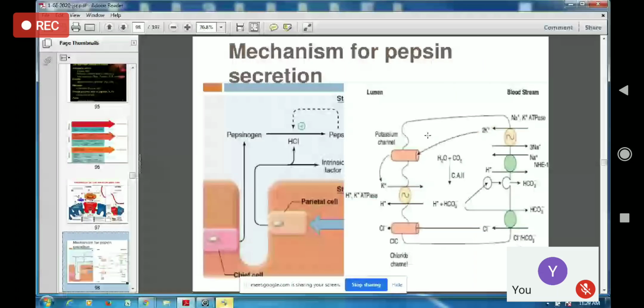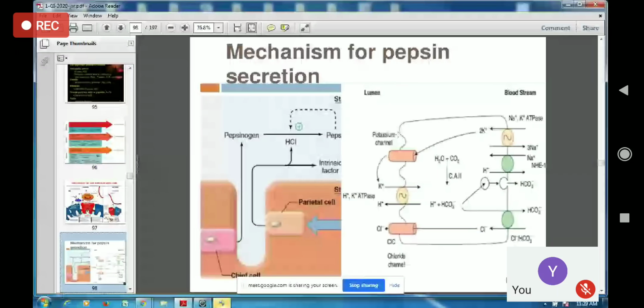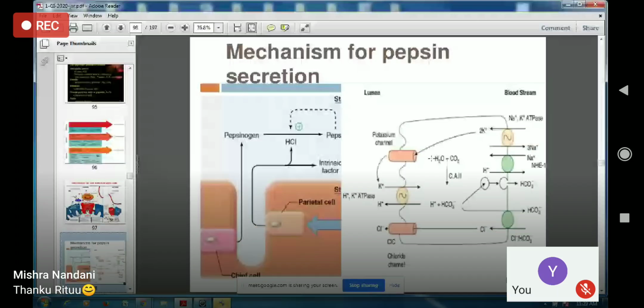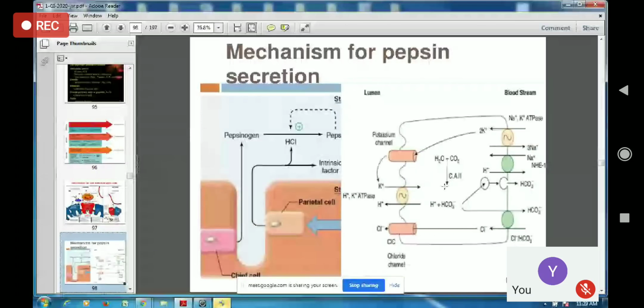Okay. Yes, ma'am. So we are talking mainly about HCl secretion. We have to know what the question is, whether it is how HCl is secreted, or how HCl secretion is regulated. We have to be clear in mind because it has to be answered separately.